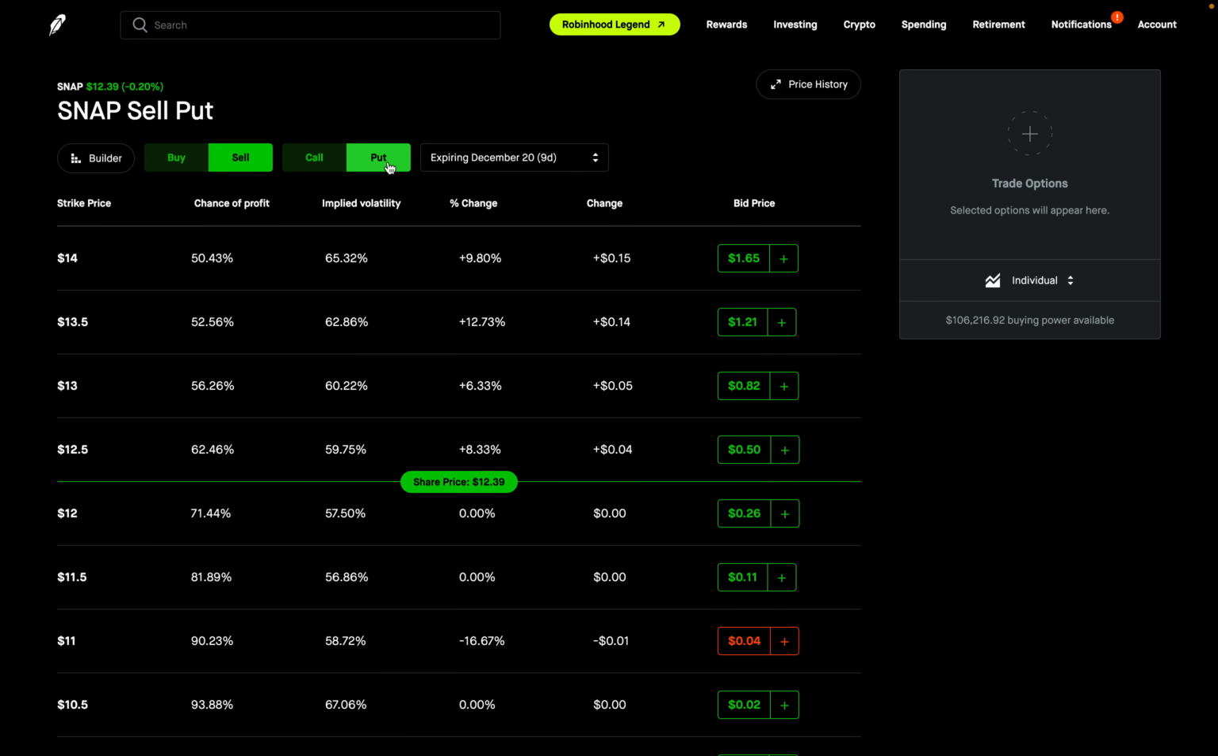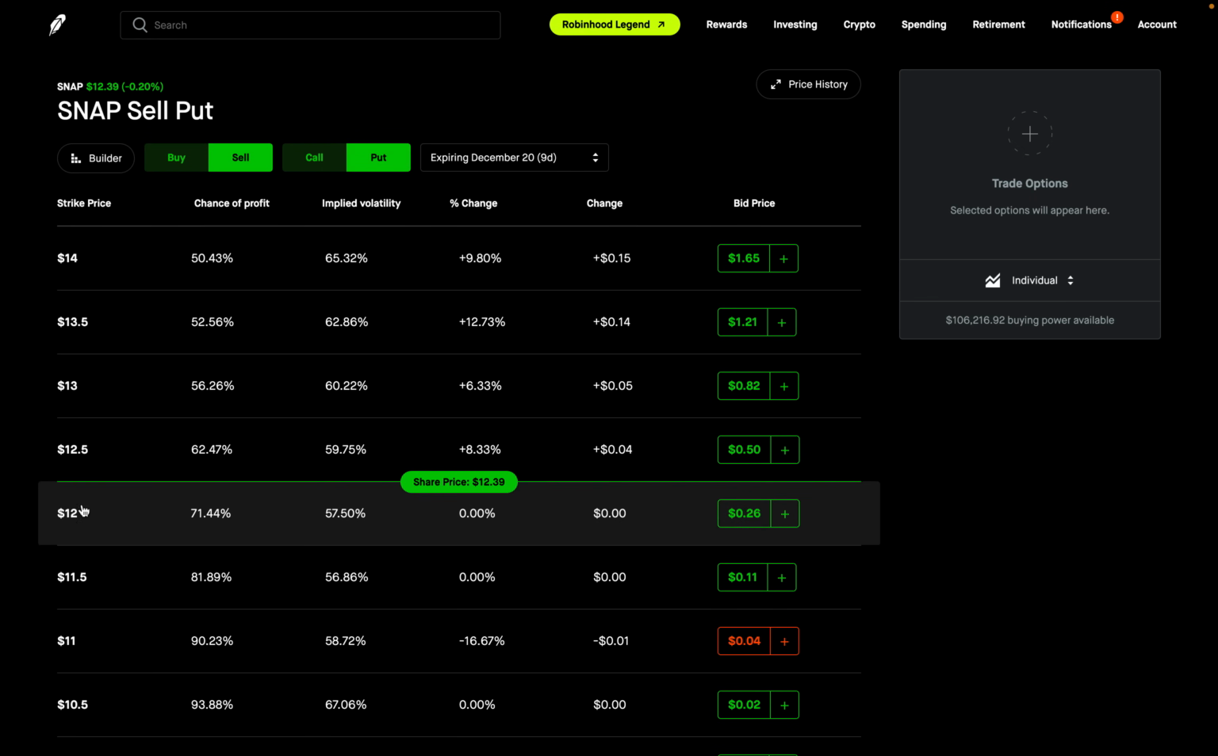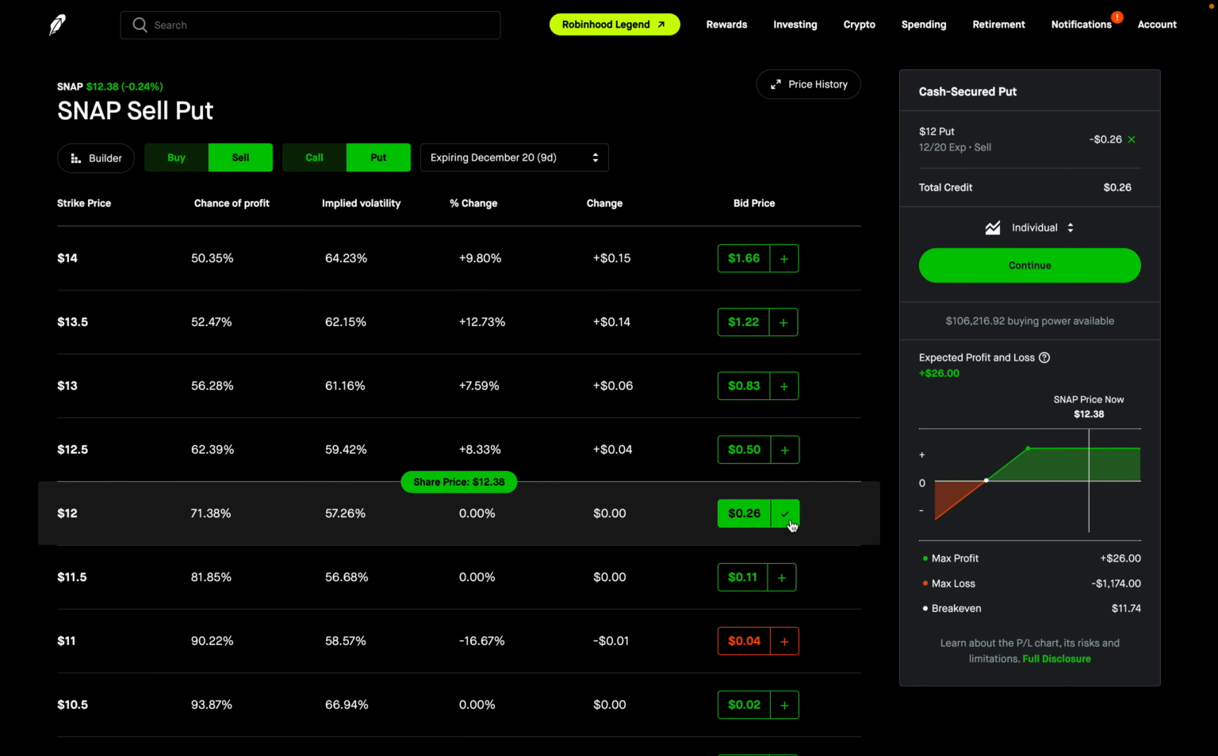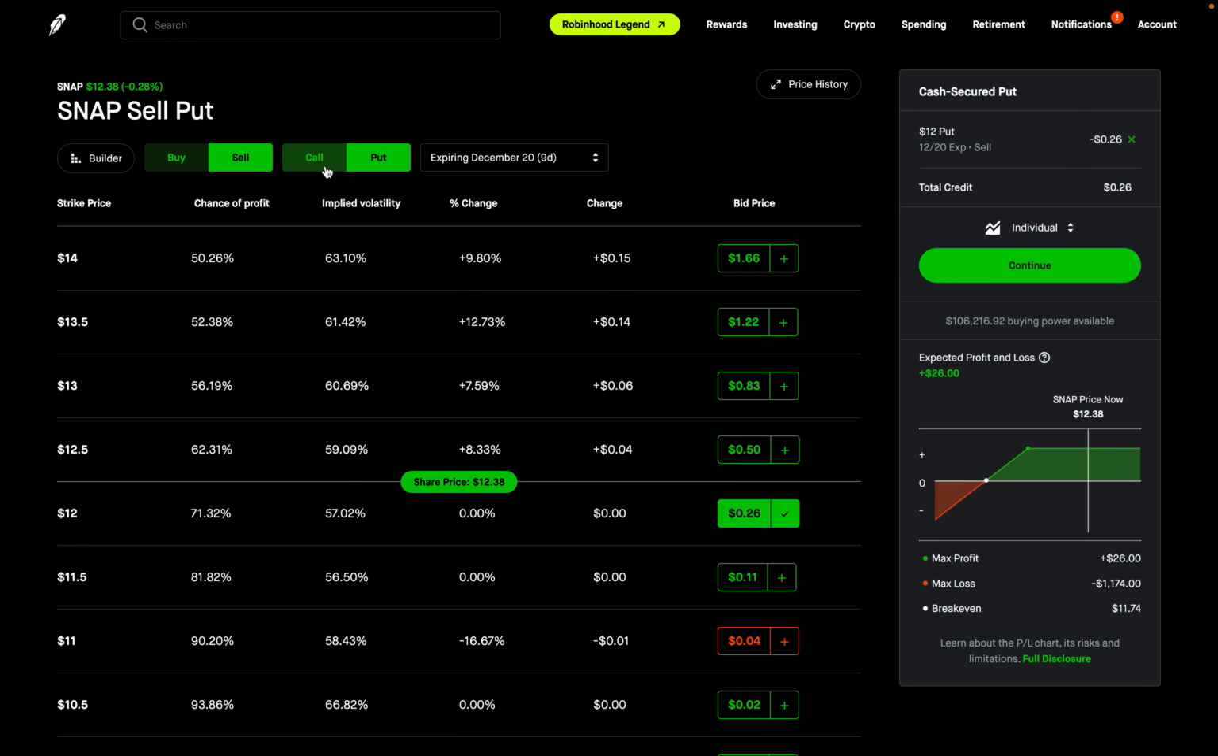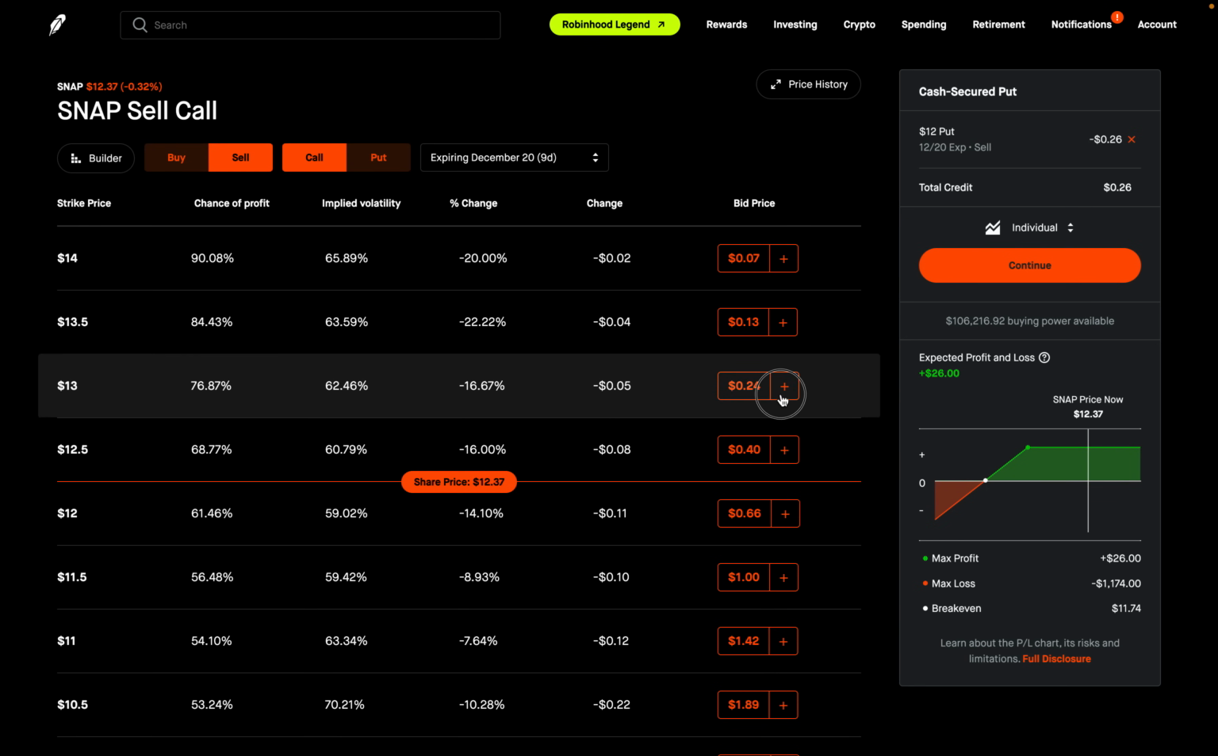But let's say if it drops a little bit, I would not mind buying 100 shares of it. So again, we would still sell our cash secured put, let's say at the $12 strike again. But again, let's pretend I also own 100 shares of Snap right now. And because I think it's fairly valued, let's say I would not mind selling my shares if it went up a little bit. So I also would want to sell a call in that scenario, again, let's say at the $13 strike.